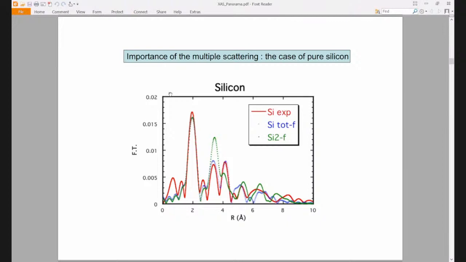That is because in the multiple scattering, there are components which are canceling out components from other paths. The two cancel out, and they make the result here, which fits the data much better. Okay.